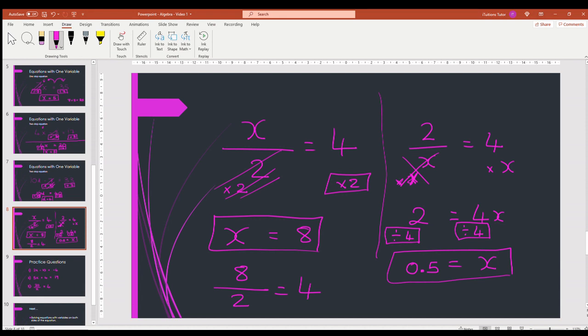I did this example with you to show you that you can cancel variables the same way you can cancel numbers. And this is what you would do if you had an equation where a number is being divided by an unknown.